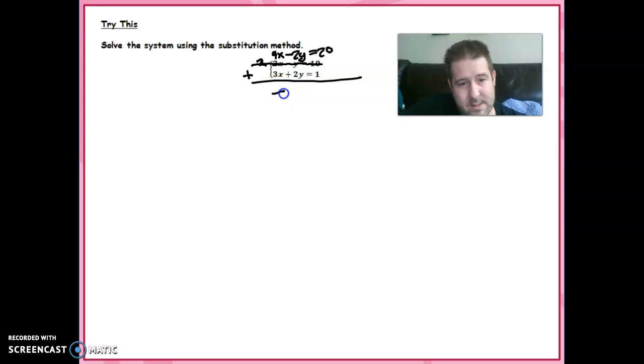4x's plus 3 more x's makes 7x's. Negative 2y plus 2y makes no y's. Once again, this is called the elimination method. I just eliminated one of the two variables. That was the whole point. That's the reason why I multiplied this line by 2. And then 20 plus 1 makes 21. Obviously, divide both sides by 7, so that x is 3.